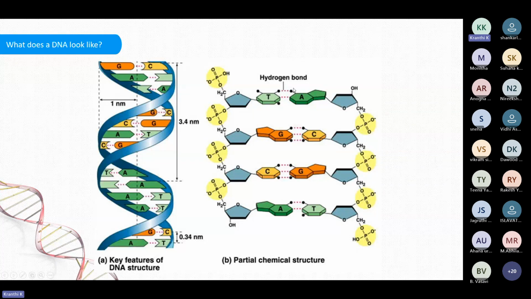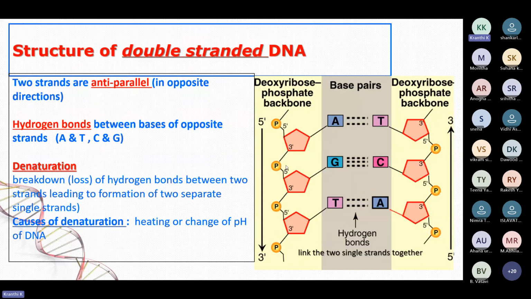Here you can see the adenine, then the sugar, and this is the phosphate, right? So this is one nucleotide, and this is one nucleotide. Simply we can call it a chain of nucleotides, or a multi-nucleotide chain. Now let us see the same thing. What is the structure of the double-stranded DNA? Here we have the deoxyribose phosphate backbone. This is the phosphate, and this is the sugar, right? Phosphate, sugar, phosphate, sugar, phosphate, sugar.